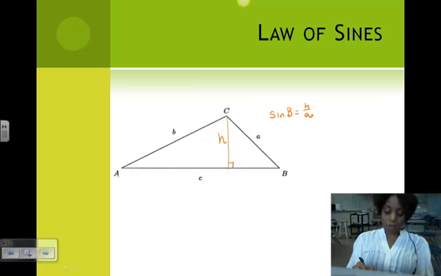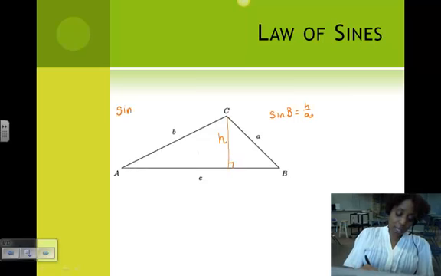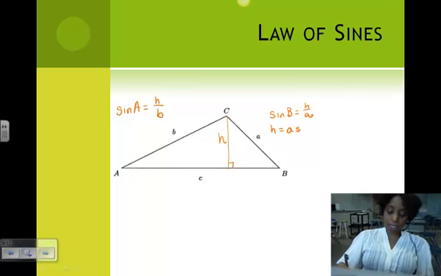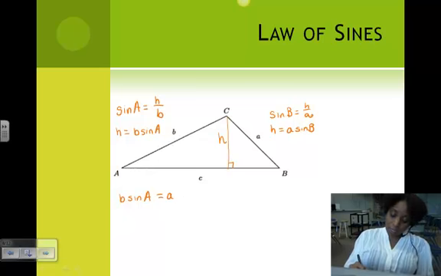Likewise, for this triangle, if I look at angle A, h is opposite and b is the hypotenuse. So I could say the sine of angle A equals h over b. Now if we solve both of these for h, we get h is equal to a sine B, and for this one we get h is equal to b sine A. Because they're both equal to the height, which has the same measure, we can set them equal to each other. So we would get b sine A is equal to a times the sine of B.